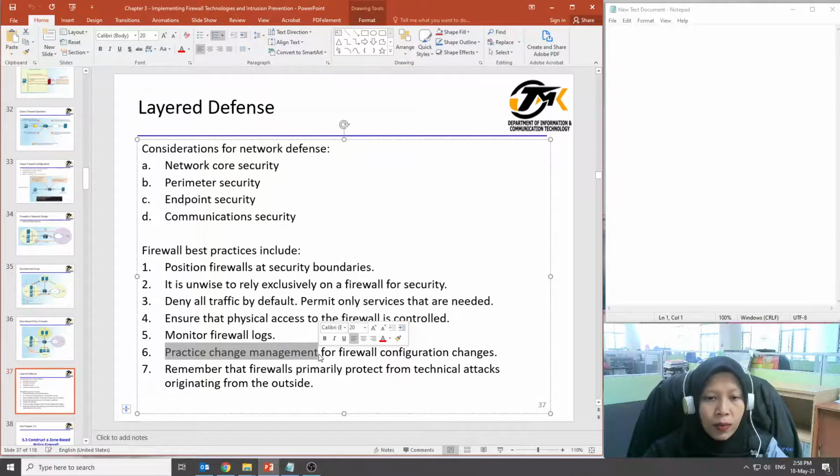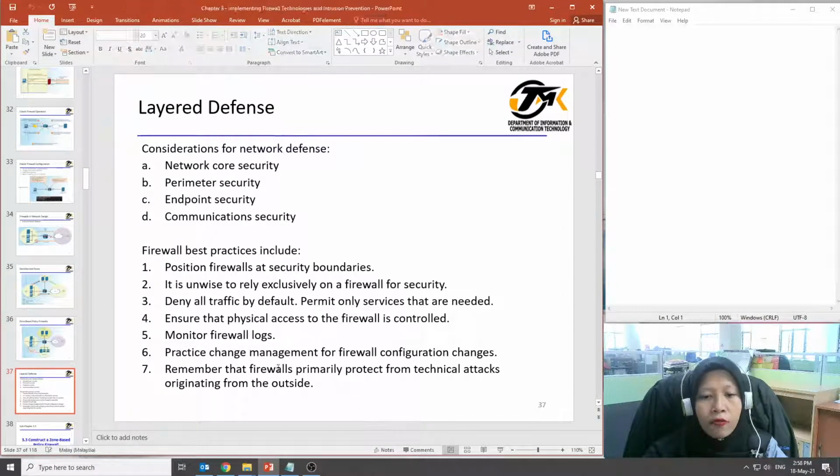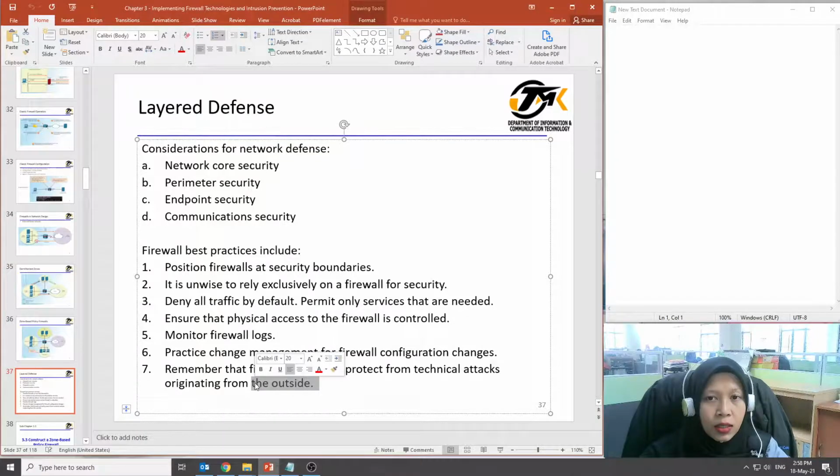And the last one, remember that a firewall primarily protects from technical attacks originating from outside. The term here is outside. It means if the attack is from the inside, the firewall mostly cannot protect. So in terms of perimeter, in terms of physical, we need to protect our server and network. And also people are the most important thing.